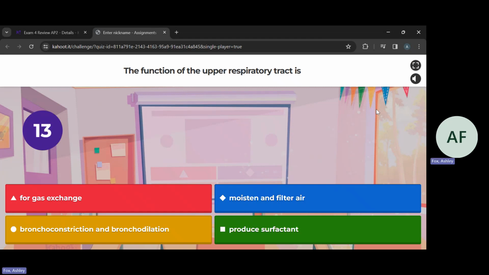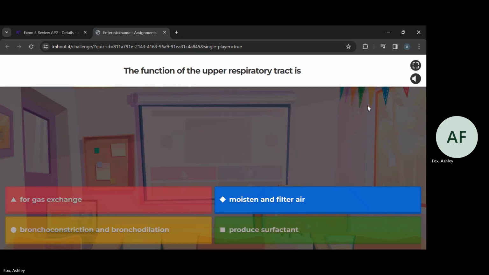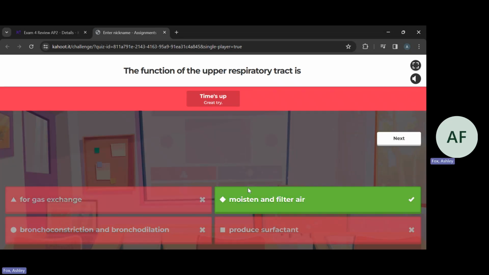So the function of the upper respiratory tract is for gas exchange, moisten and filter air, bronchoconstriction and bronchodilation, or produce surfactant. So the upper respiratory tract is moistening and filtering air. So we have nasal hairs, we have the concha, we have the meatus, going through all of that, adding humidity and filtering, making sure we're getting any dust or dirt out of the air.